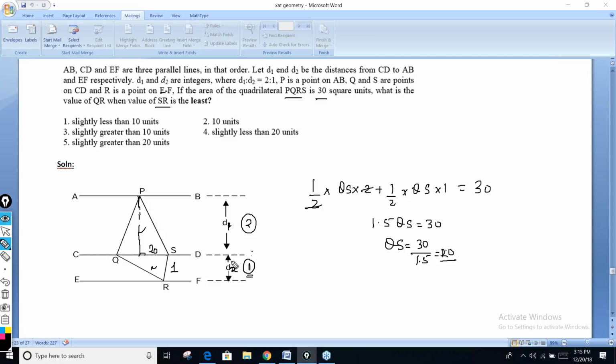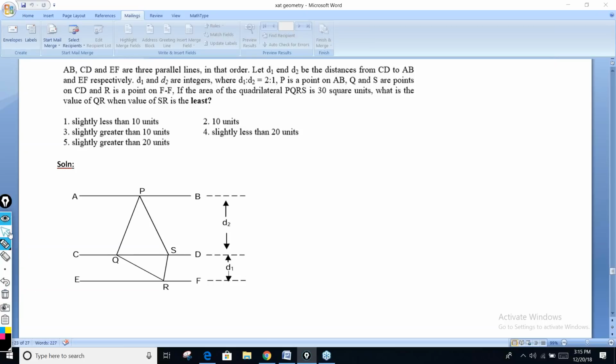That is 1, and take it as a perpendicular distance, then only it will be minimum. Otherwise it cannot be minimum. So this is 1, this is 20. So what is the length of QR? The length of QR is the square root of 20 square plus 1, so it is slightly more than 20. That is the answer. What is the length of QR? That is slightly more than 20 centimeter or 20 units. So the only thing in this question you need to remember: if you want to take it minimum possible, you need to consider the perpendicular distance. Only then it can be the minimum distance.